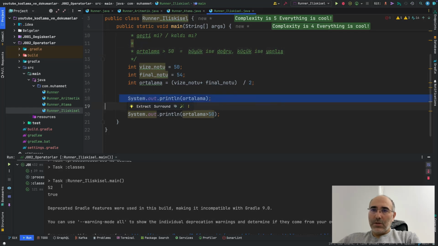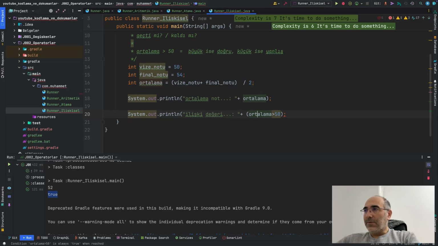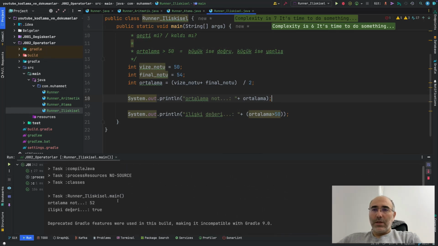What was the average value? 52. What was the result? Look, let's write it like this. Let me write it here. I'm increasing the average grade. And I'm also increasing the relation value like this. I'm putting this operation in parentheses. Now, when I run this, let's see. Look, the average grade is 52. Relation value is true.